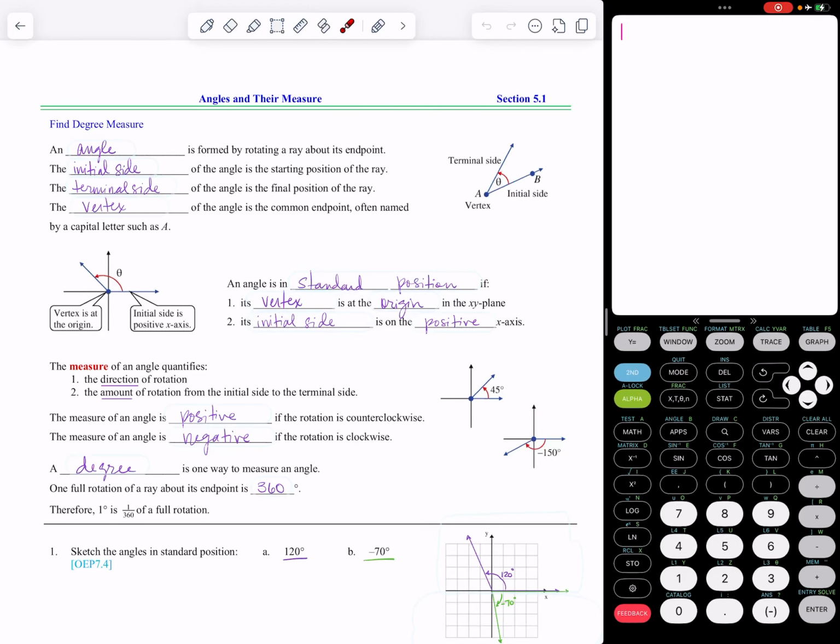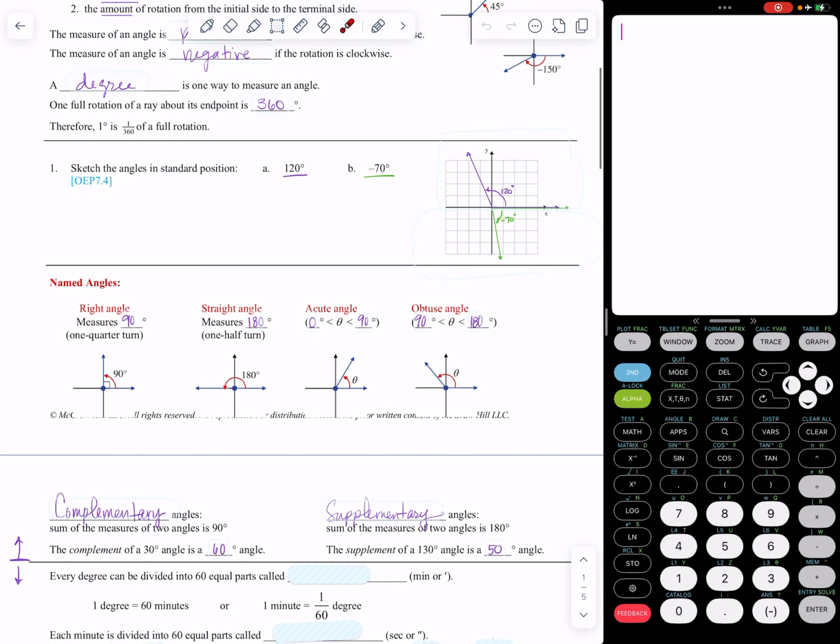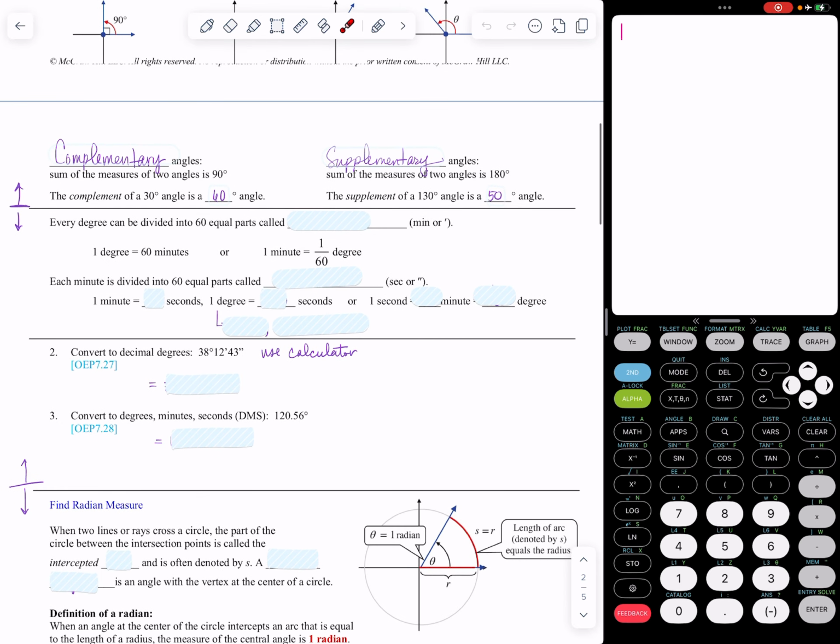Hey folks, we are back in section 5.1. This is the second video that we're going to be recording here. If you'll take a look down at the bottom, we are going to be using the calculator for this section. So if you have your TI 83 or 84, go ahead and pull that out so that you can follow along with what we're doing.